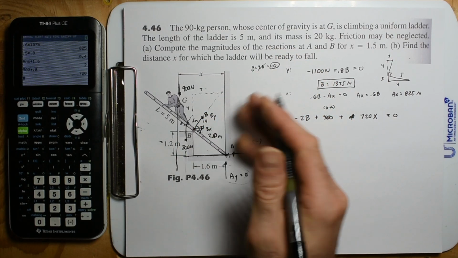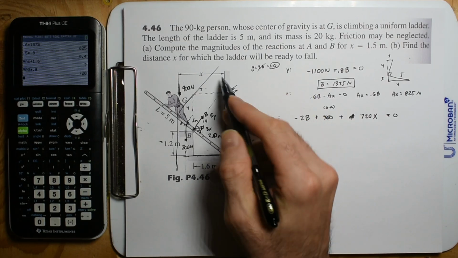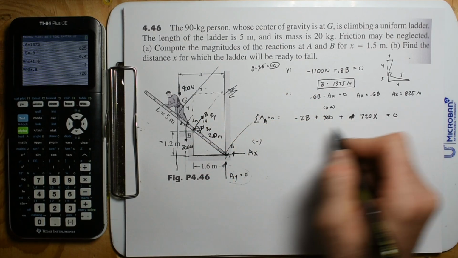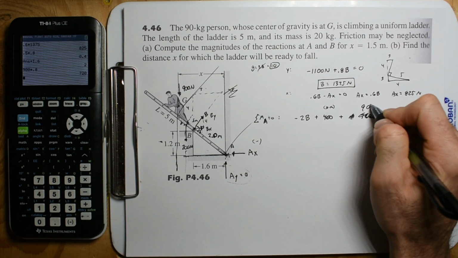No, it's just x. Holy Toledo. My bad. No, it's not 80. I was thinking about this. I thought x was going to be this distance. But no. X is just this distance from the wall. So my bad. It's just going to be 900x. I'm glad I caught that.